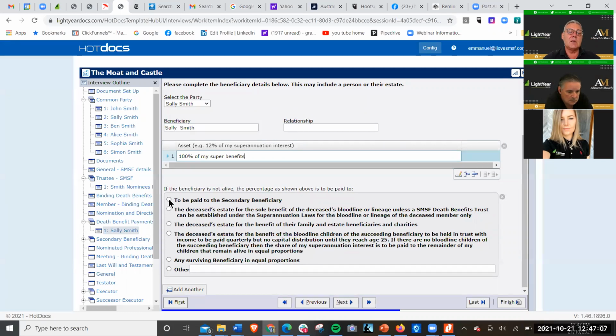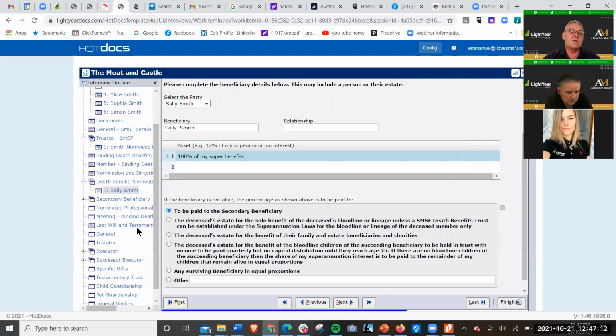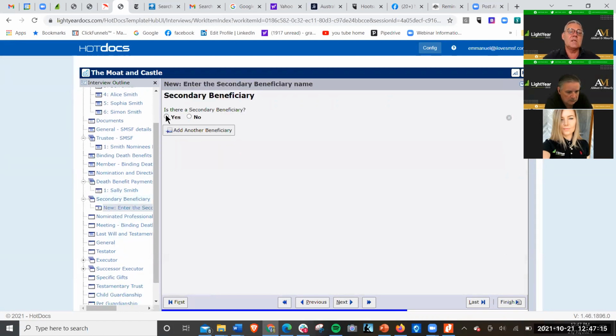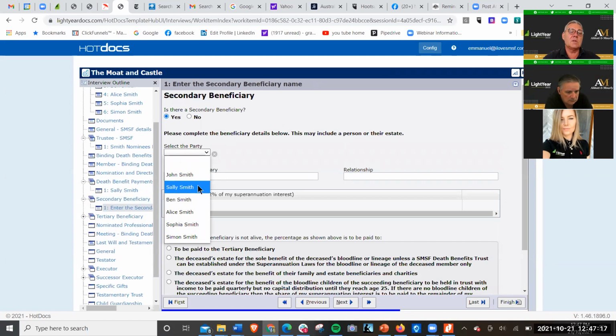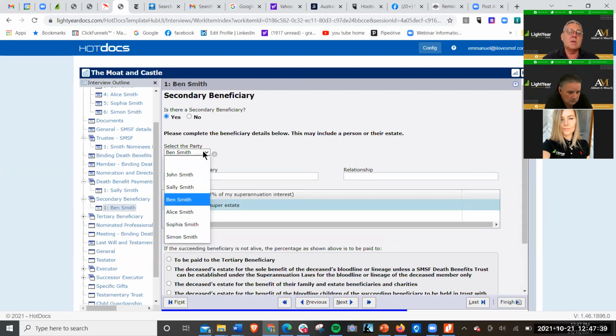But what I'm going to do is I'm going to pay it to a secondary beneficiary. In that instance, the secondary beneficiary, who is it? I'm just going to limit that to Ben Smith, and I can go 100% of my super assets, my super estate. Now I want to make sure also that Ben is financially dependent, again, using that family allowance within reason. Otherwise, I can switch that to Alice if I wanted to, but I'm going to stick with Ben.